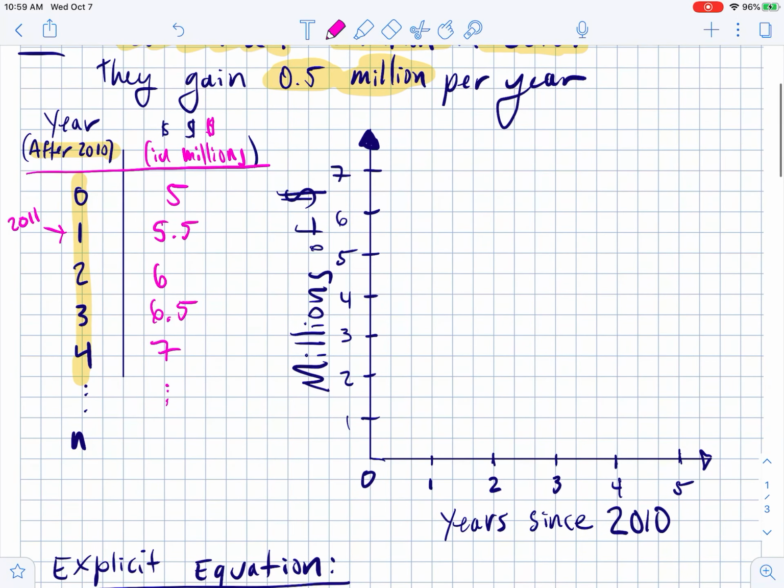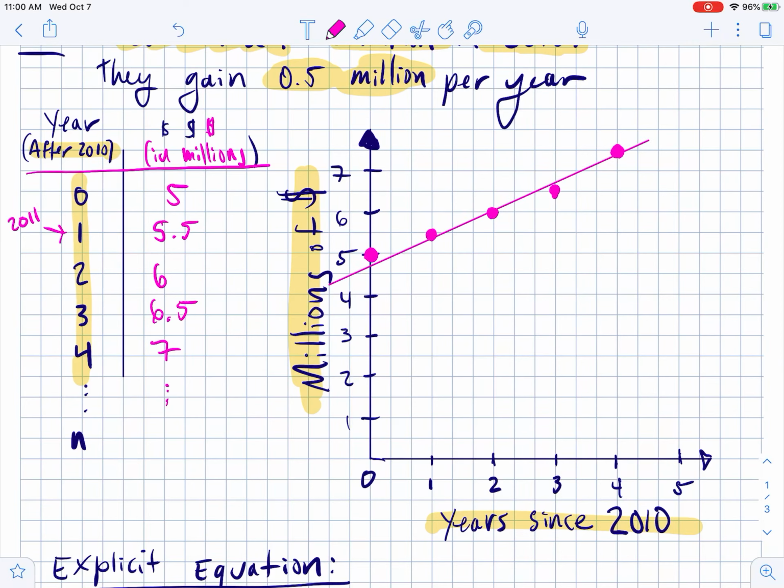So first, let's build up a graph. At year 0, so notice I have years since 2010 on my x-axis and millions of dollars on my y-axis. They start out with 5 mil. Then after year 1, they go up to 5.5. Then they go up 0.5 again at year 2. And then 0.5 again at year 3. So that's 6.5. And then after year 4, they would hit there.